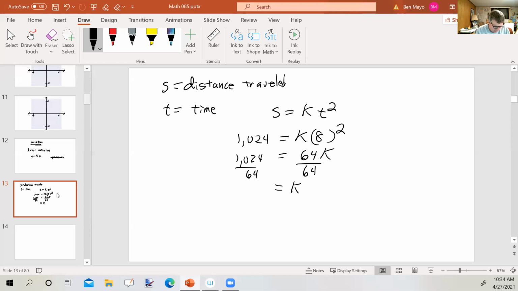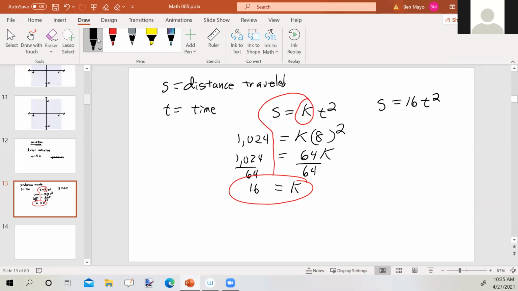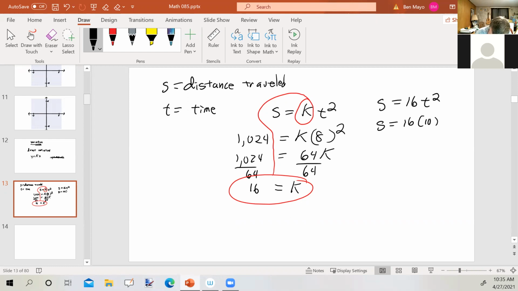1,024 divided by 64 is 16. So now I know that k is 16. I'm going to take that and put it back into this general equation to give a specific equation. s equals 16t squared. Okay, so now I'm going to go back and read the follow-up question. It says, if an object falls 1,024 feet in 8 seconds, which we already dealt with, how far will it fall in 10 seconds? So the distance in 10 seconds.